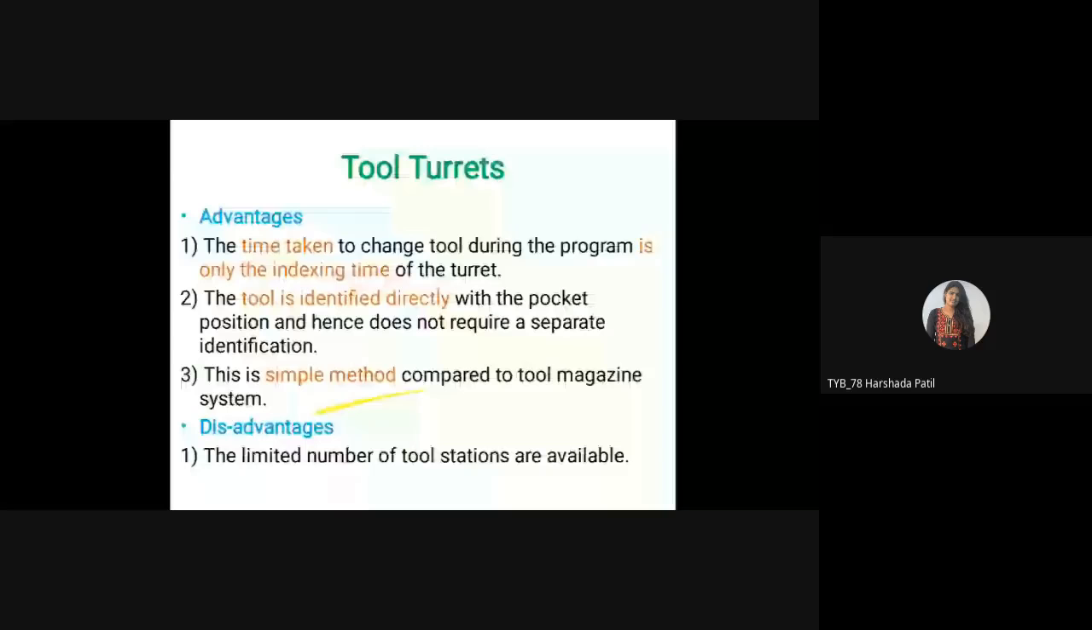Then some of the advantages of the tool turret. The time taken for changing the tool is less. The tool is identified directly with the help of the pocket position, and there is no need for separate identification of the tool. You can just put the tool number like T01 for drilling. Just put T01 in the program, and that T01 will appear for the drilling operation. This is a simple method compared to the tool magazine, but the disadvantage is that only a limited number of tool stations are available.